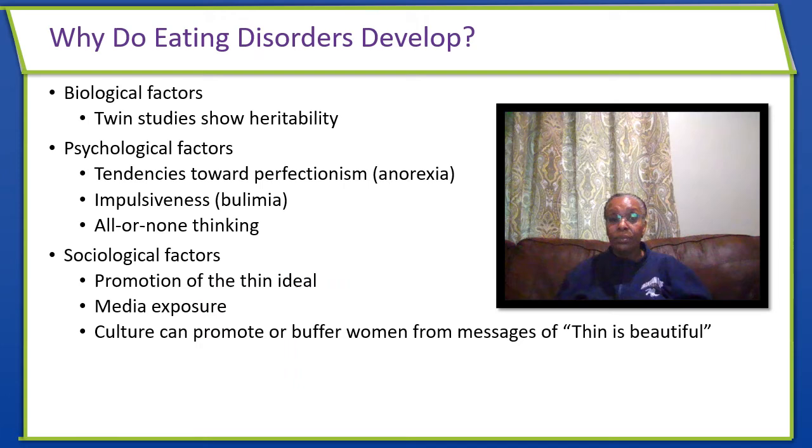So why do they develop? How come eating disorders happen? Well, like I told you before, twin studies have demonstrated that there is some heritability. There are also psychological factors, particularly those diagnosed with anorexia nervosa tend to be trying to be perfect. Sometimes they have parents who try to push them into it and make them feel like they can look so much better. Those are also reasons that make them think they have to be perfect.